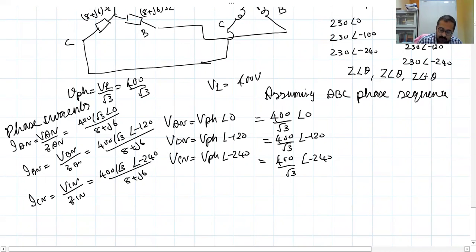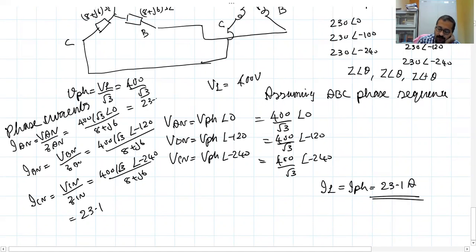So these magnitudes must be around 23.1 amperes, magnitudes only. You can find the respective angles also from this. This will be the same as the line current. So IL equal to IPH, that will be equal to 23.1 amperes. If you do this calculation, you will get the angle.